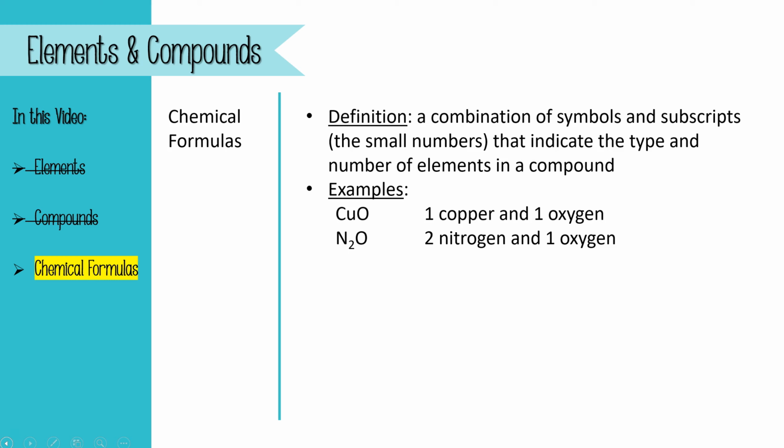N2O has two nitrogens and one oxygen. You'll see the 2 after the N indicating that there are 2 nitrogens. You'll notice that the number sits slightly below the line. Remember that this number is called a subscript. The prefix sub means below, so we write the number in this space below the line. H2CO3 has 2 hydrogen, 1 carbon, notice that there's no subscript after carbon, and 3 oxygen.